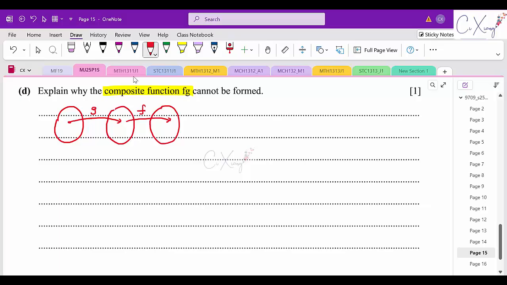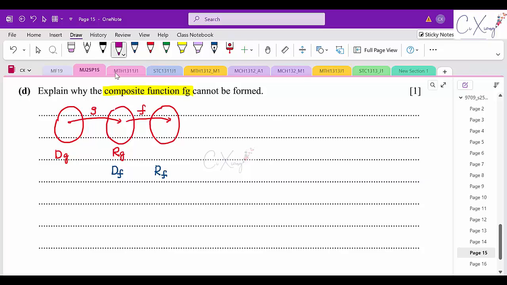So in overall, this is basically the arrow diagram for the composite function fg. And we know that the starting set of values is the domain, right? So this is the starting value for g, and it is basically the domain of g. This circle is the image of g, and we call it the range of g. But at the same time, this is also the starting set for function f. It is also the domain of f. So this is the range of f.